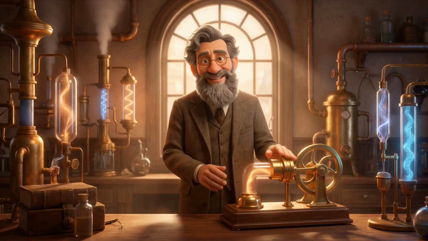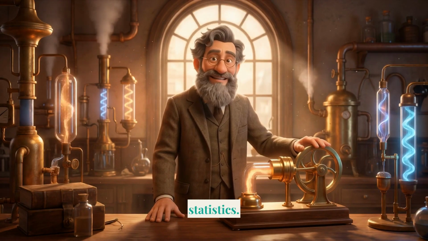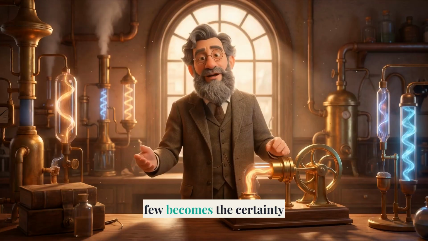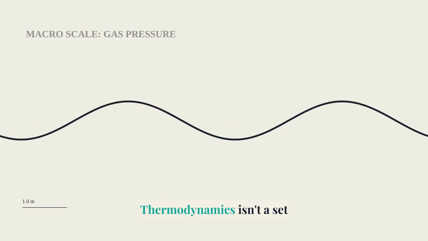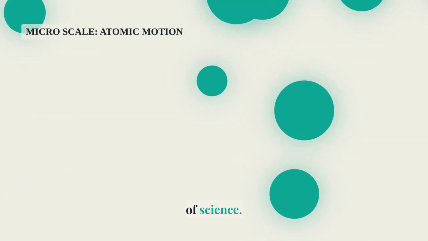This was my gamble, that we don't need to track every atom to predict the gas. We only need the statistics. The chaos of the few becomes the certainty of the many. Thermodynamics isn't a set of rigid rules. It's a set of overwhelming probabilities. It's the most successful bridge in the history of science.